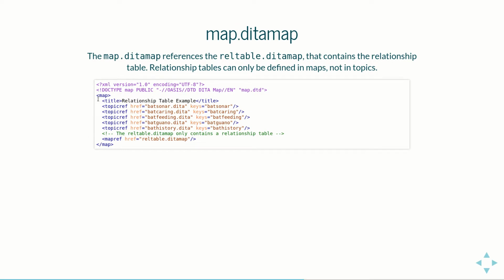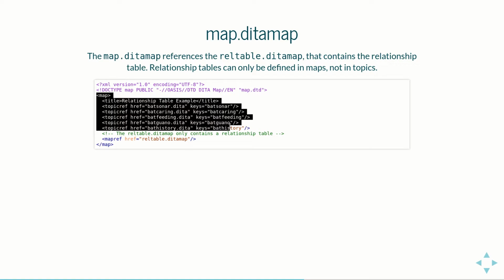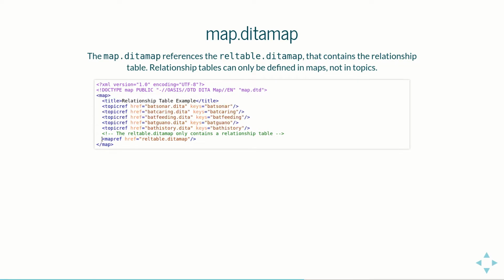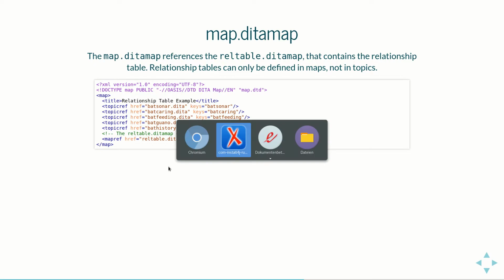In this example, we have a DITA map containing all the topic references, and here we reference another DITA map which contains the relationship table.